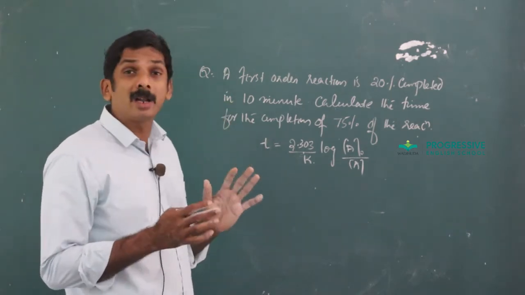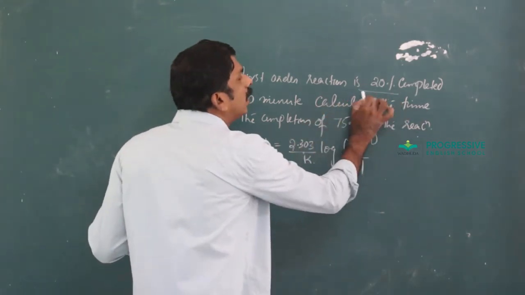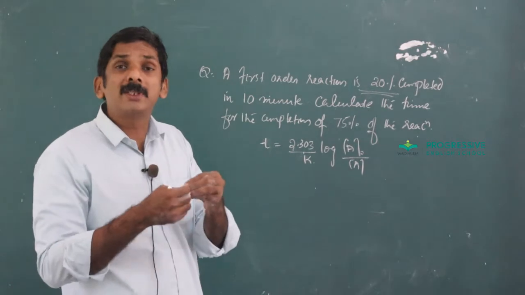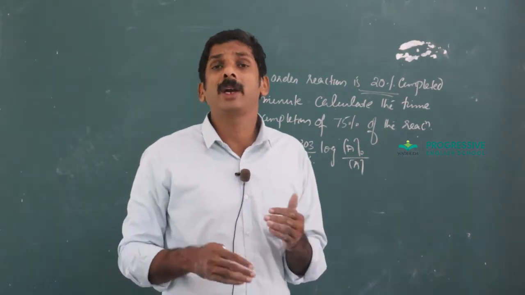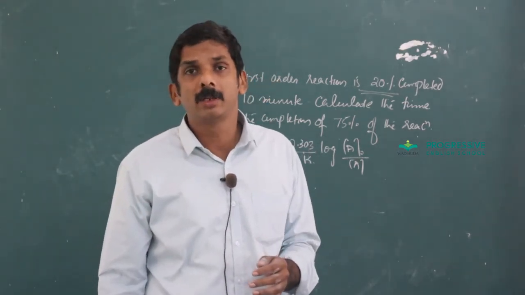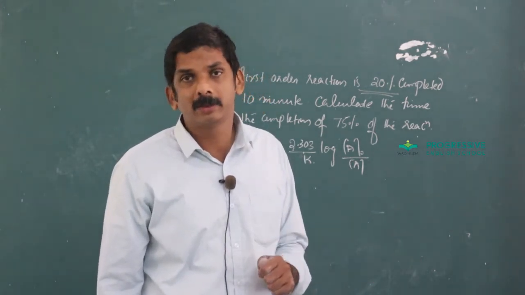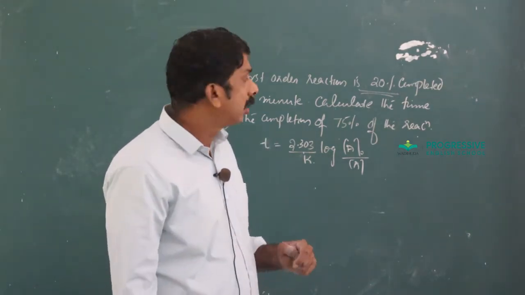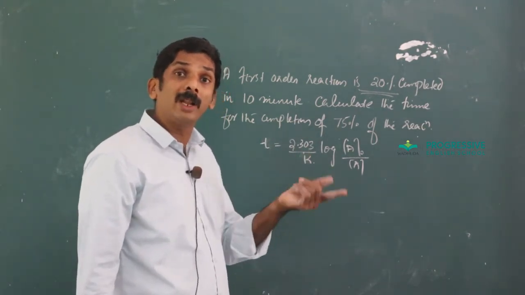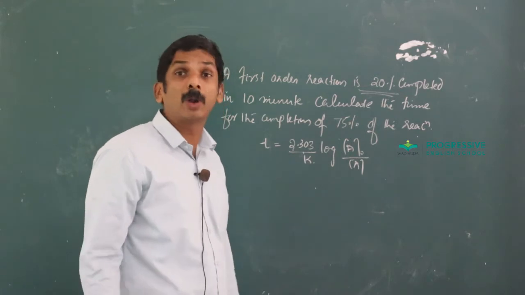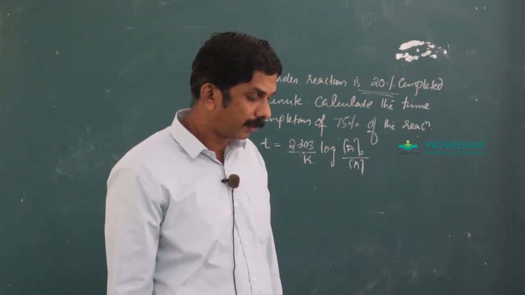In the question, it consists of two parts. First one, it is given that the first order reaction is 20% complete in 10 minutes. If a reaction is 20% complete, it means the remaining concentration is 80. For that, it takes 10 minutes. Then, how long will it take to complete 75% or 3/4 of that reaction? That is the question.